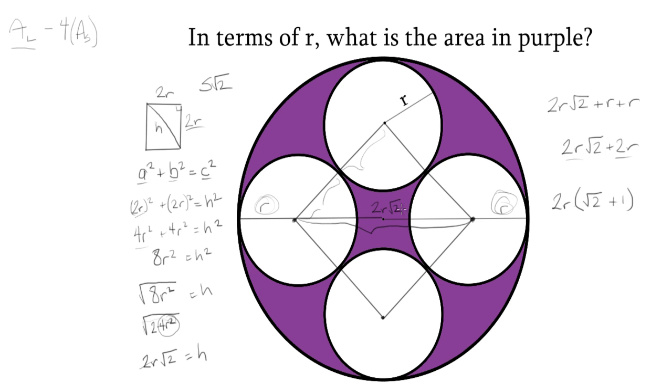Now remember, this is simply my diameter, and the diameter is twice the length of the radius. So to get my radius, I need to take the diameter over 2, which is equal to r times root 2 plus 1. Now, in order to finish the problem, we simply use the formula for area of a circle, which is equal to pi r squared.